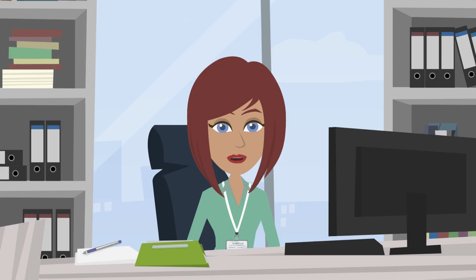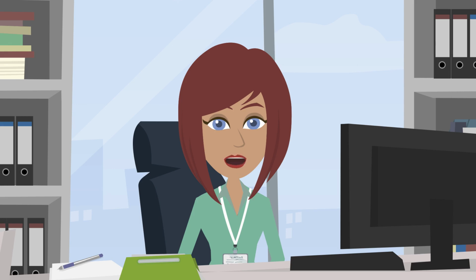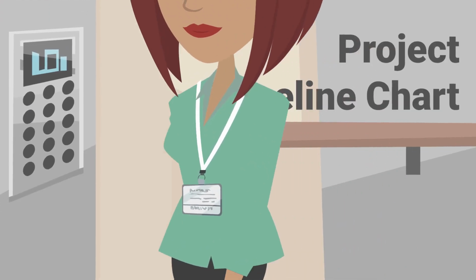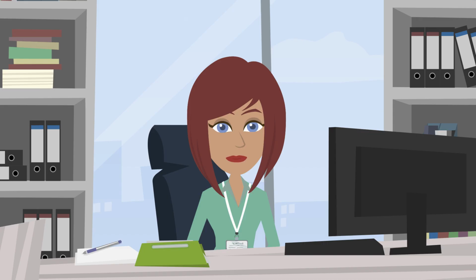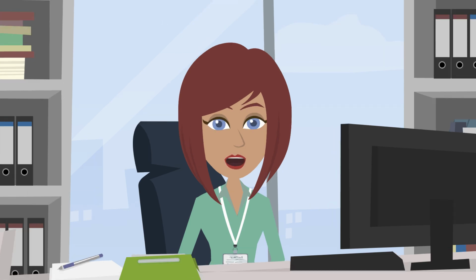To write a timeline, start with the project start and end dates. Then, add tasks and their respective deadlines. A project timeline chart is a graphical representation of the timeline. It helps to see the project's progress at a glance.